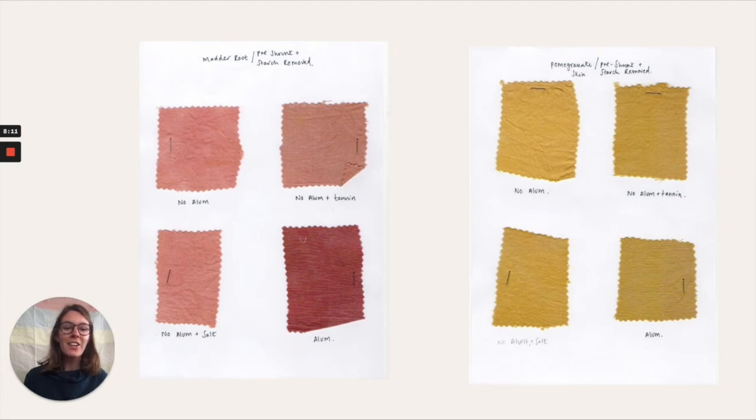And again, looking at the pomegranate skins, which are giving this beautiful, beautiful yellow, these results are quite different. You can see that actually, even with no alum, the colour is pretty strong and quite close to the alum sample. But you can also see that the no alum and tannin has given a really beautiful result. And so for pomegranate skins, our recipe could be really different to madder root.